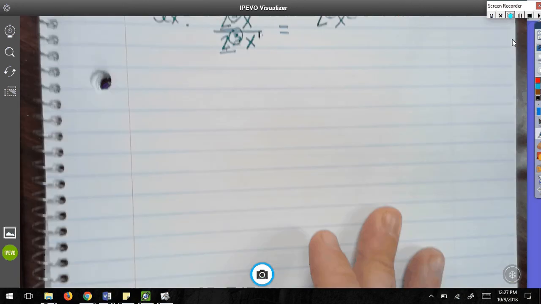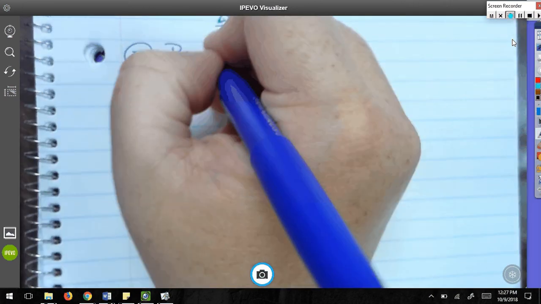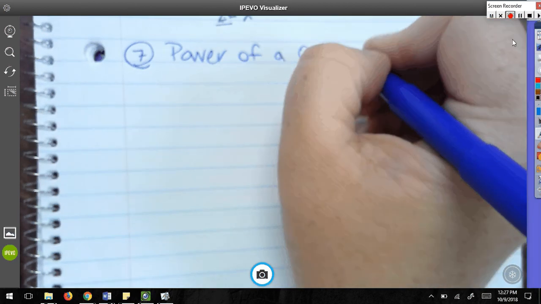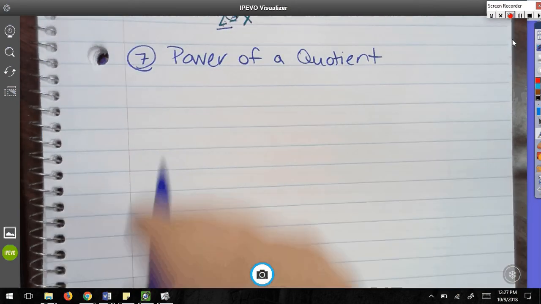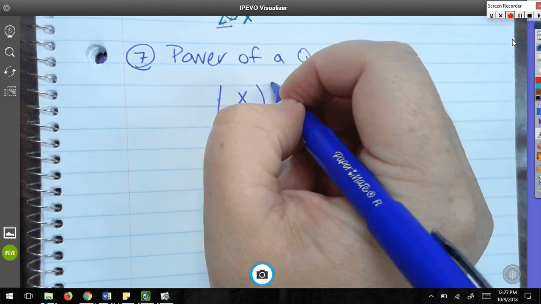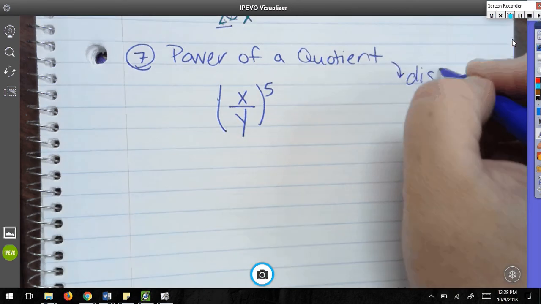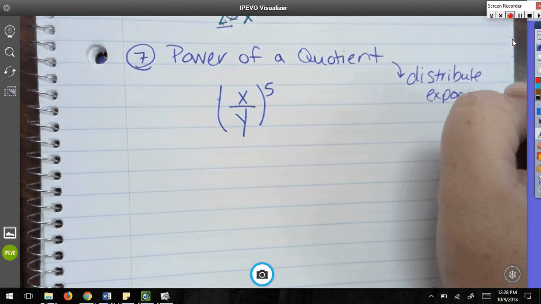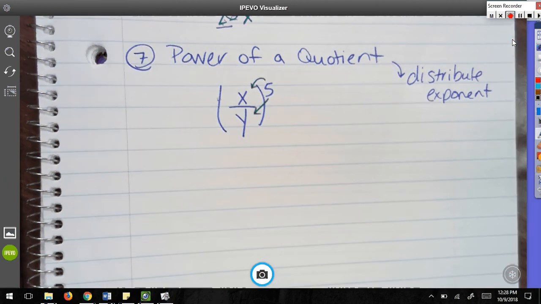Okay, let's talk about the last property. The last property is the power of a quotient. Very similar to a power of a product, only this time I am dividing. So if I'm dividing in the parentheses, and I have an exponent outside, again, I just distribute the exponent to both terms to simplify.